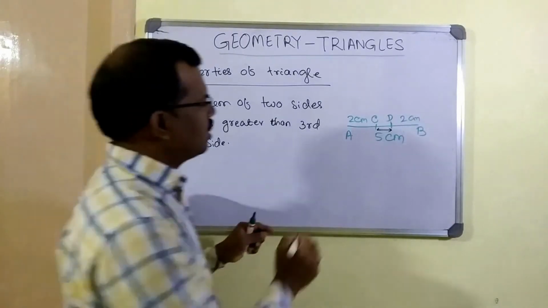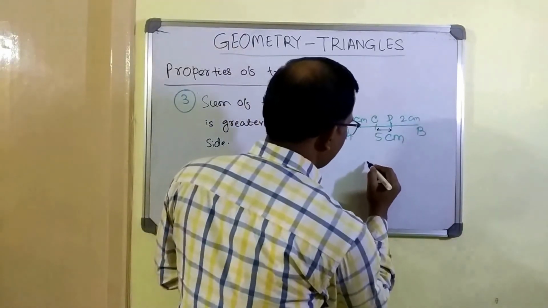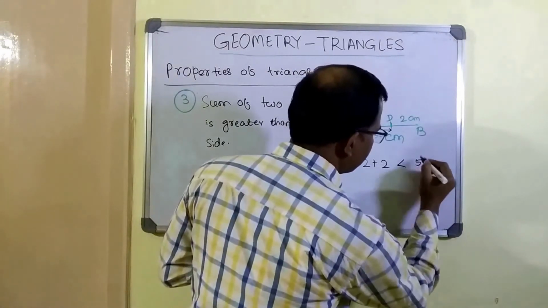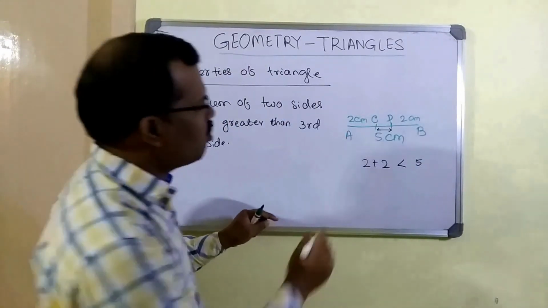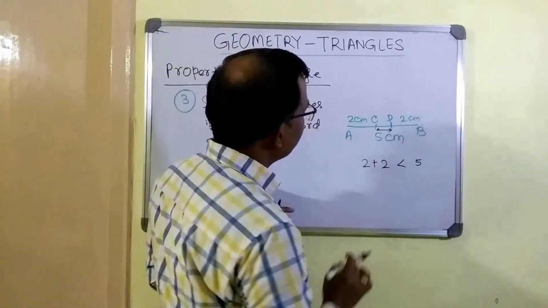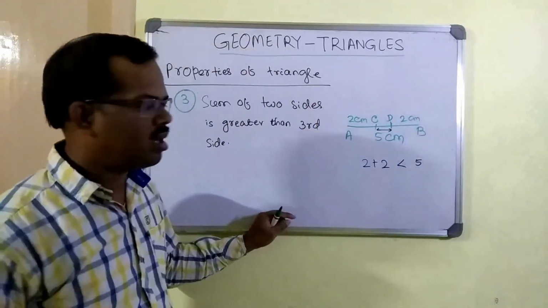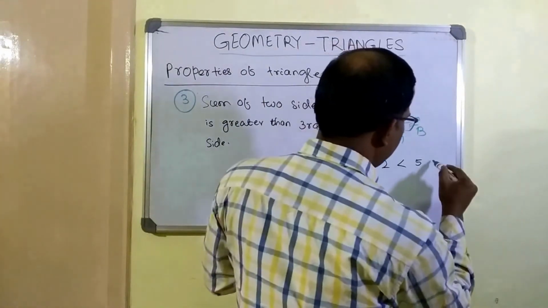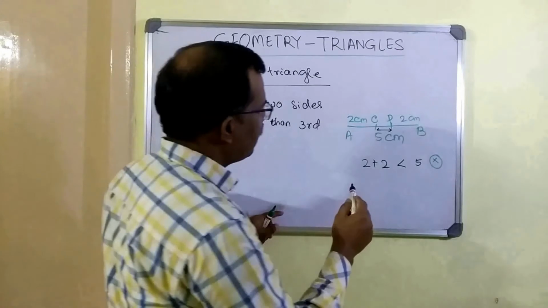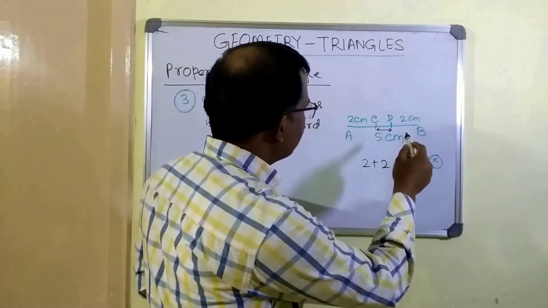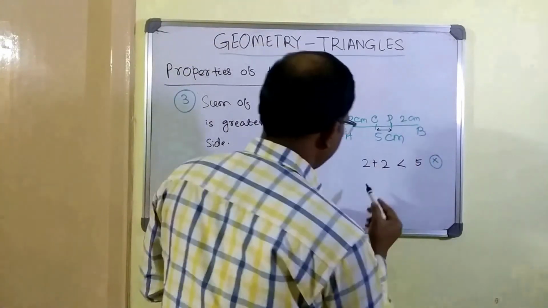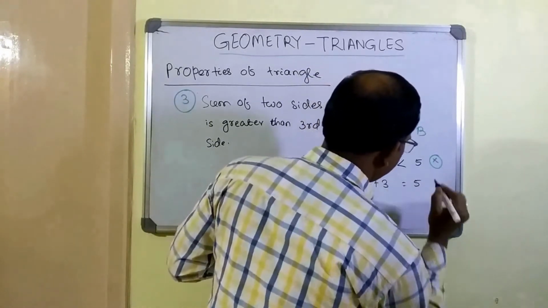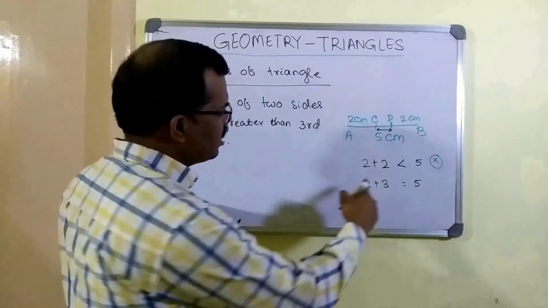Therefore, if you have a condition where the sum of both sides is less than the third side, they will not be able to meet each other and therefore they cannot form a triangle. So a triangle is not possible in this case. Let us see what happens when the sum of two sides is equal to the third side. Say 2 plus 3 is equal to 5. So what is going to happen in this case?